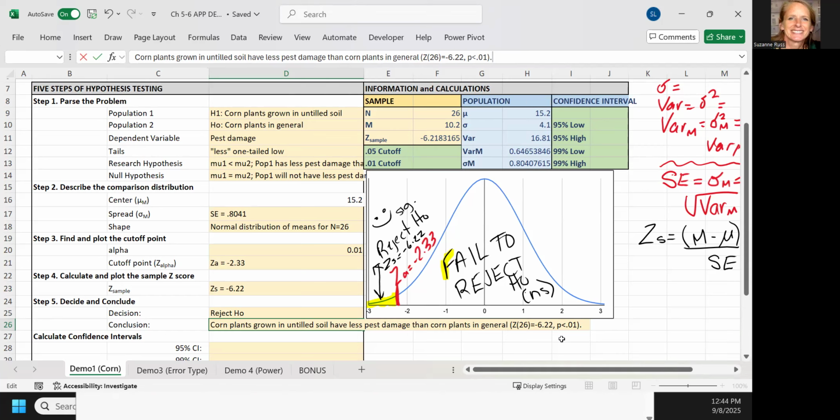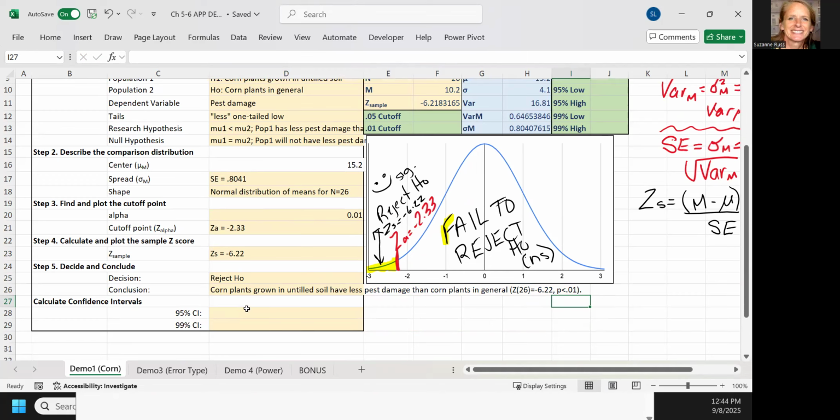So we have a significant result. The last thing we do is we want to state our confidence intervals. And to do that, all we need to do is figure out what the cutoff points were for a two-tailed test.